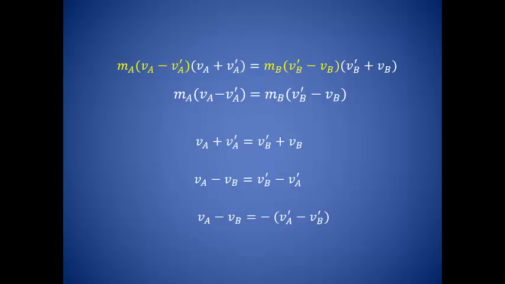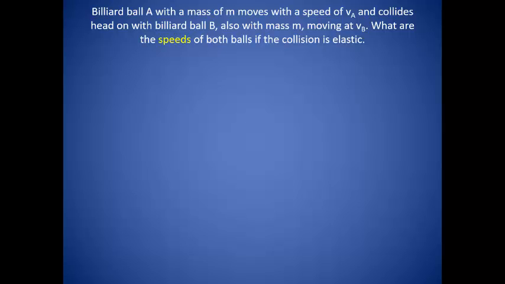And interesting, because that last one there tells us that the speed of the two objects after an elastic collision has the same magnitude but opposite direction than before the collision. So let's apply this a little bit. We have a billiard ball A with a mass of m that moves with a speed of VA. It collides head-on with a billiard ball B, also with mass m, moving at velocity VB. What are the speeds of both balls if the collision is elastic?